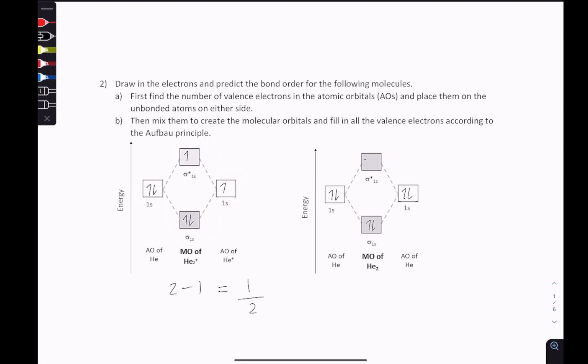So for the second one, if we go 1, 2, 3, 4, because we have 4 electrons, how many bonding electrons do we have? 2. Subtract anti-bonding, which is how many? 2. That's 0. And we divide by 2, and that's still 0. So no bond. Actually, 0 divided by 2 is 0, but 2 divided by 0 doesn't work. It's like taking my pizza and dividing it into 0 slices. Now I have infinite pizza.